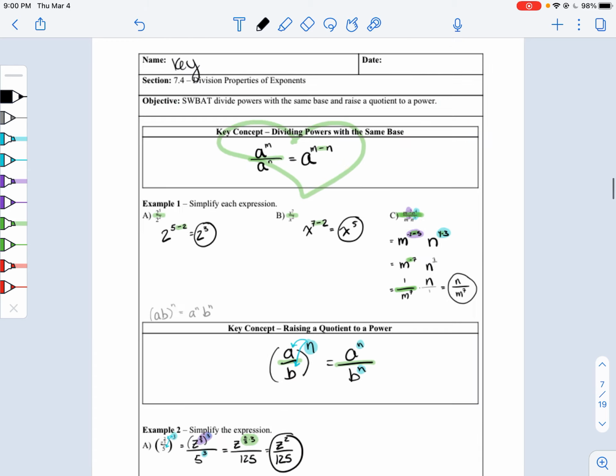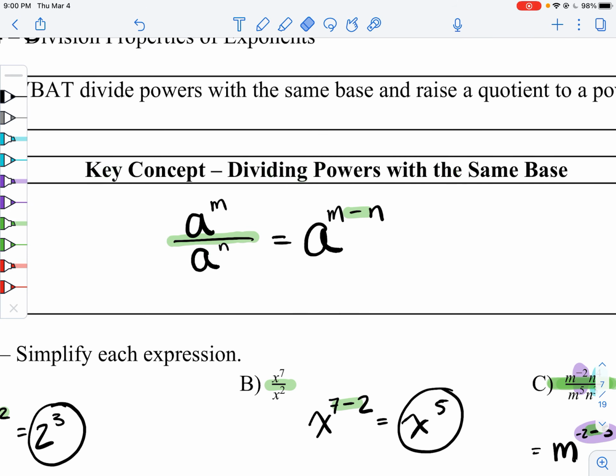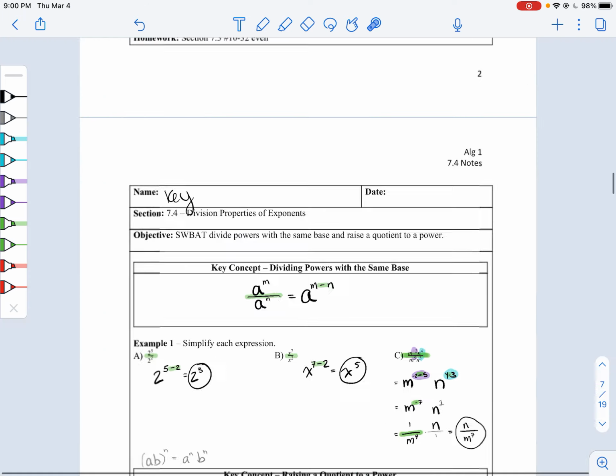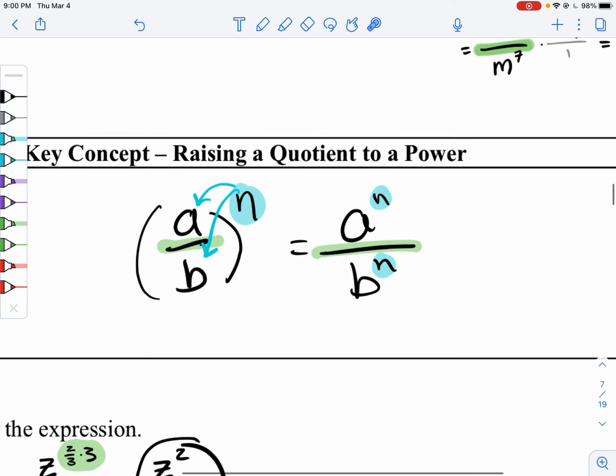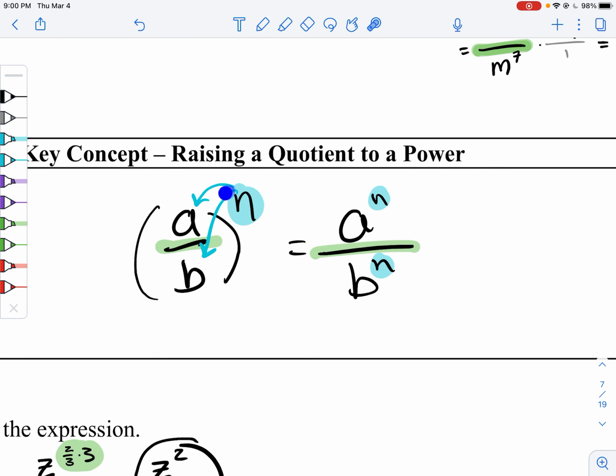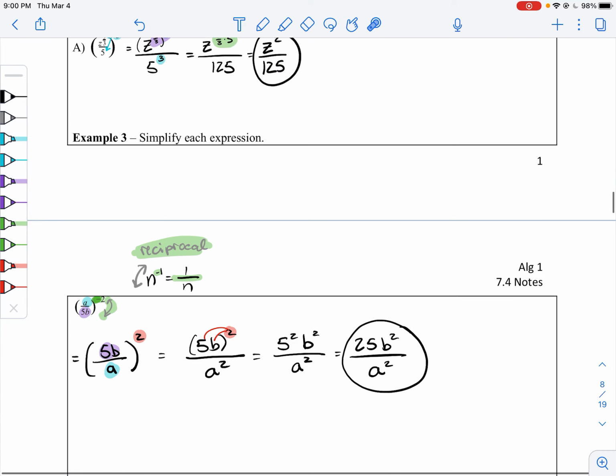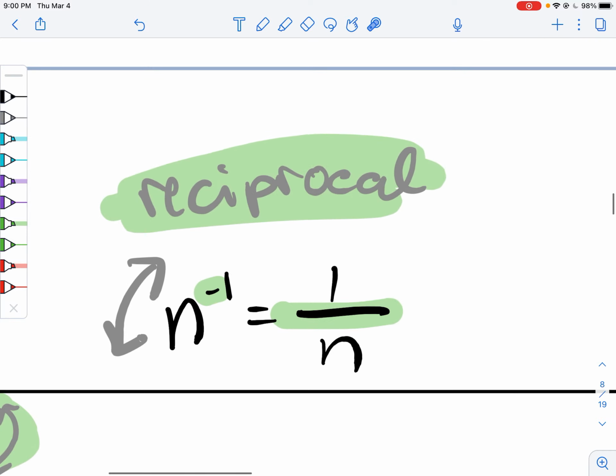Okay, so the 2 key ideas here. Remember that this subtraction bar becomes your minus. If you have something divided by something else, subtract their exponents. And then if you have a division, you need to distribute the exponent to both the numerator and the denominator. And then your bonus key idea of the day. If you have a negative exponent, that just means take the reciprocal.